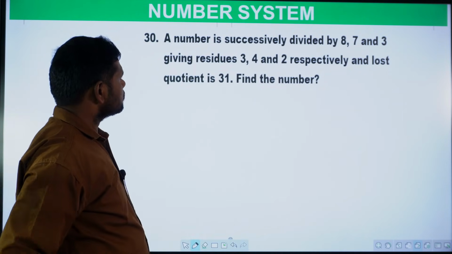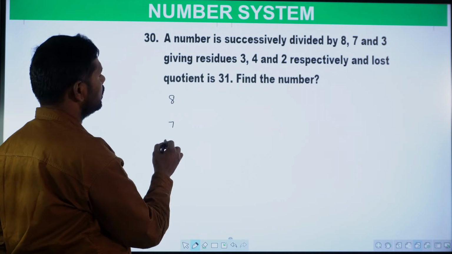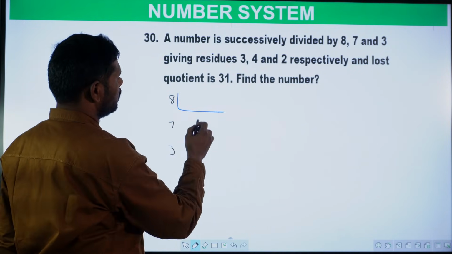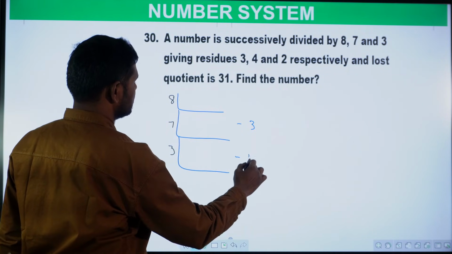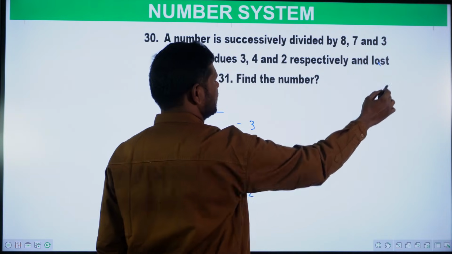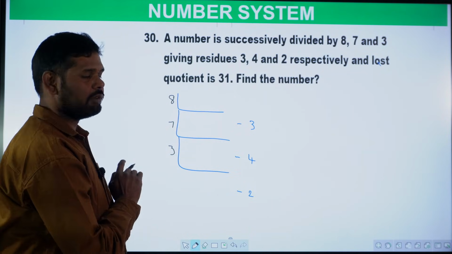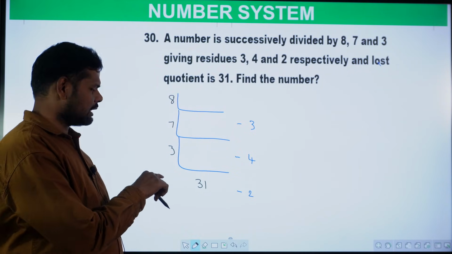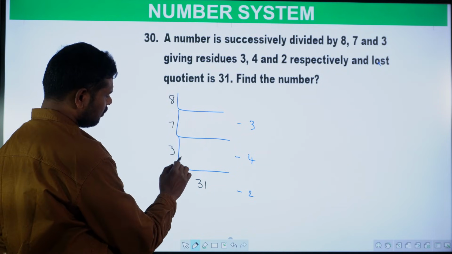Next, observe. A number is successively divided by 8, 7 and 3, giving residues, which are nothing but remainders, 3, 4 and 2 respectively. In the first case the remainder is 3, in the second case 4, in the third case 2, and the last quotient is 31. Find the number. Here they gave the last quotient directly as 31. In the previous case, we considered 0 or 1. We need to find the number.